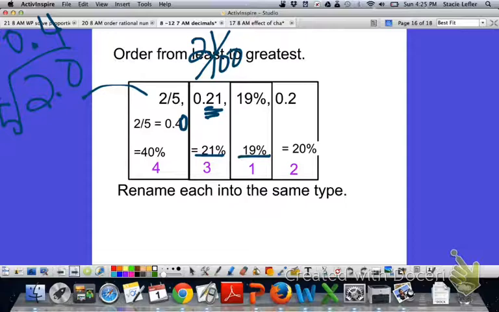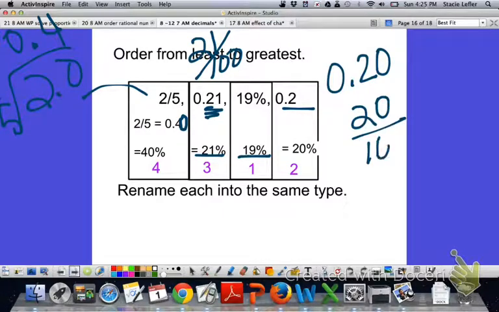19% is already good to go. And then we have 2/10. If you want, you can just add a 0 to the end of that, so it's 20 hundredths, and that would be out of 100, so there's your percent, 20%.